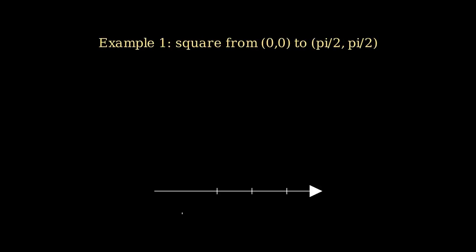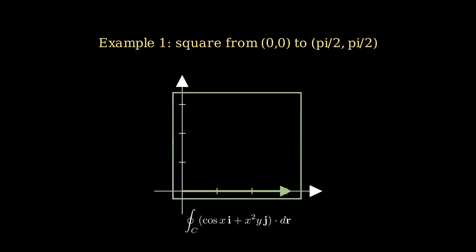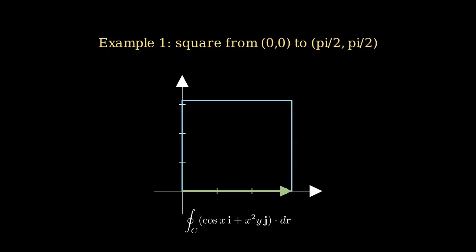Let's use this on a real example. Worked example 1. Evaluate the loop integral over C of cosine of x i-hat plus x squared y j-hat dot dr, where C is the positively oriented boundary of a square with corners at the origin and at (pi over 2, pi over 2). Picture a small square in the first quadrant, walked counterclockwise.